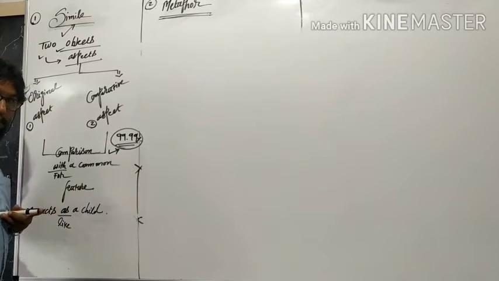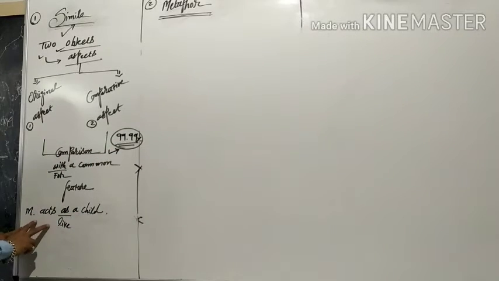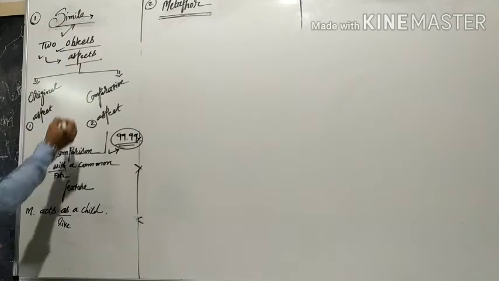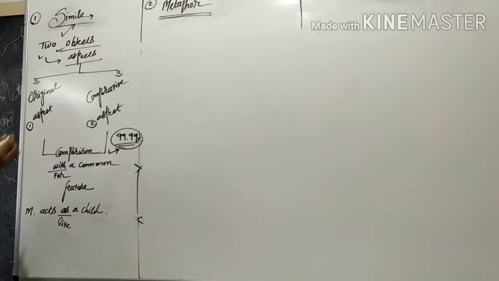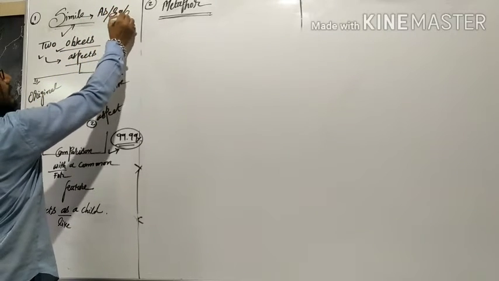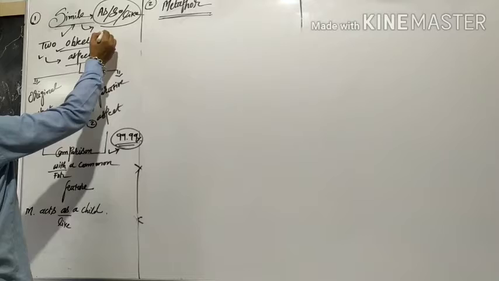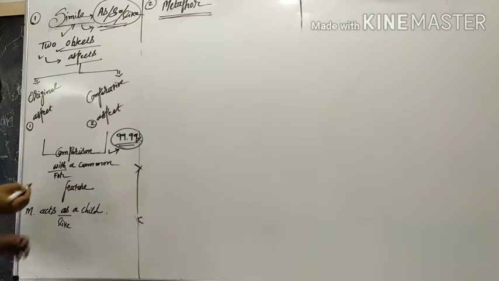Once again, we'll move ahead with an example. Mira acts like a child, or Mira acts as a child. I have written "as" here, I have written "like" here. A few words are there. These words can be the identity or shortcut key for simile: as, so, like, such words. Wherever you find these words, wherever you write them, that is the identity of simile.